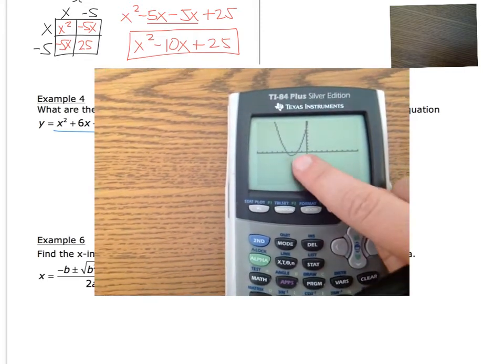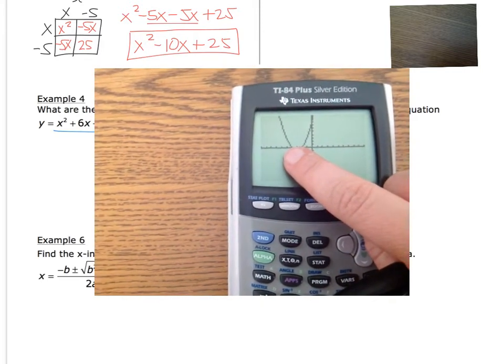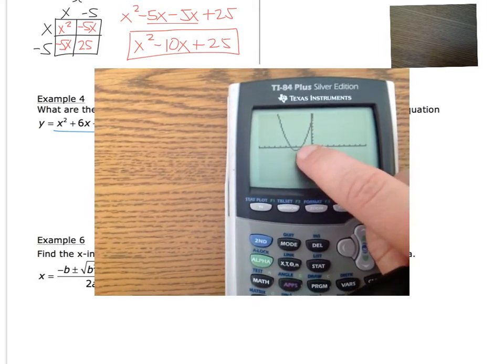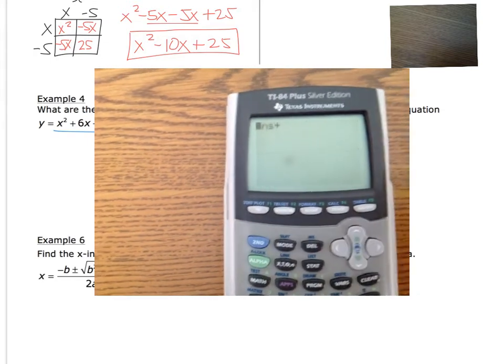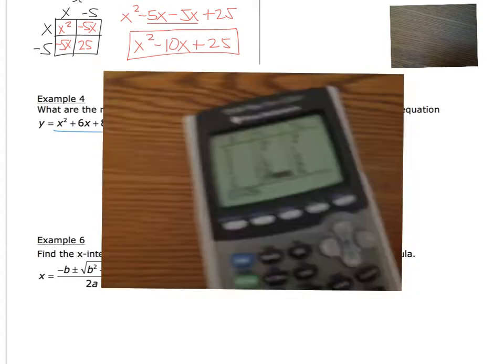So you can see I've got two zeros. I've got a 0 right here and right here. Guys, those are my answers. My answers will be -2, -4. All right? -2 and -4 are going to be my answers.